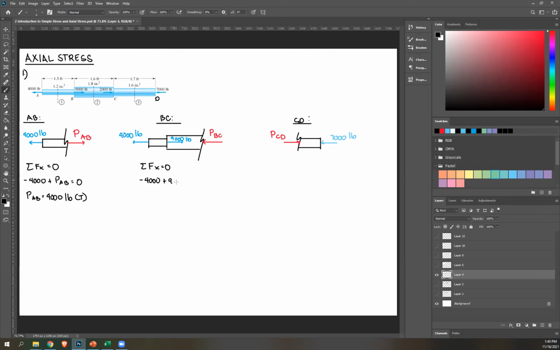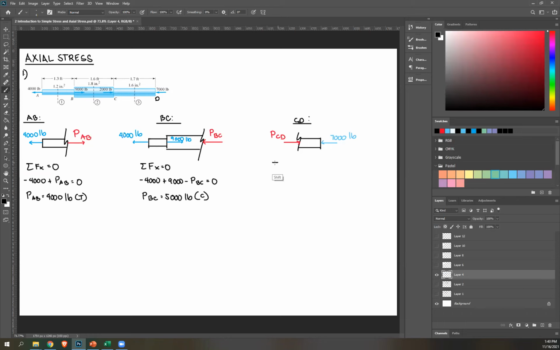9,000 to the right, so positive 9,000. PBC to the left, negative PBC equals 0. Solving for PBC, that's just 9,000 minus 4,000, which is 5,000. Positive, therefore correct assumption. PBC is towards the section, therefore that's compression.